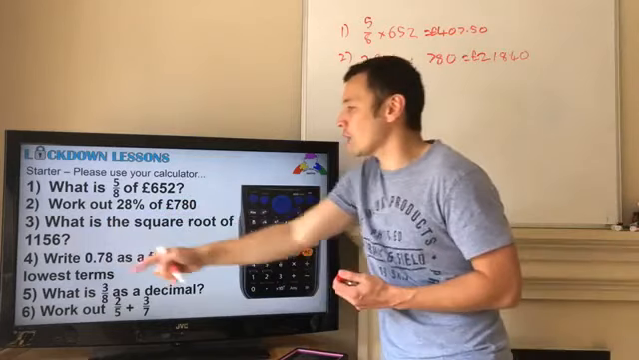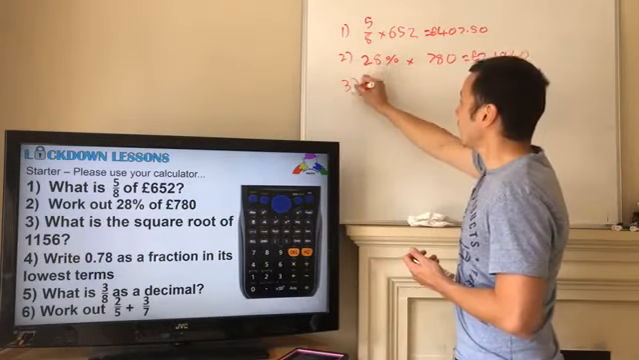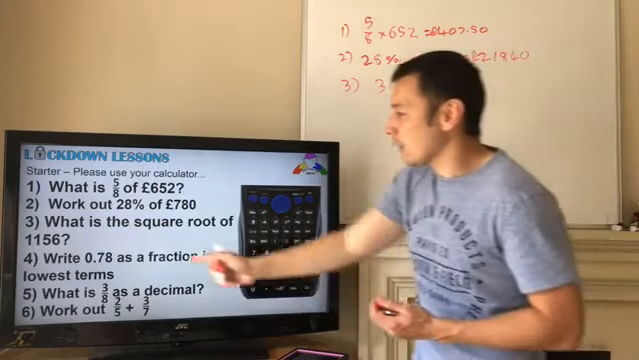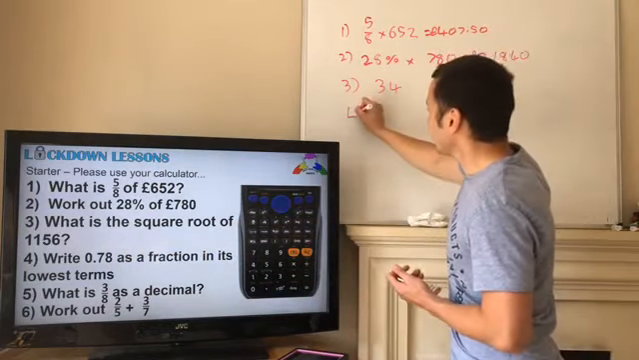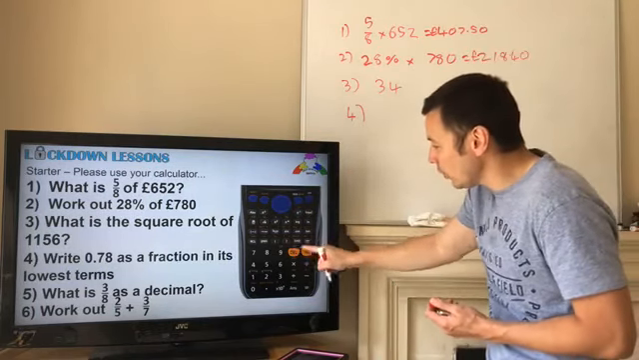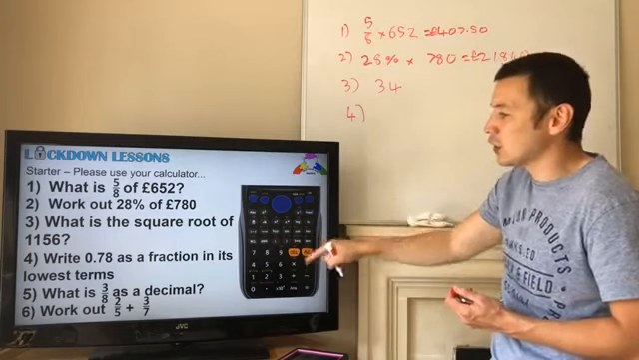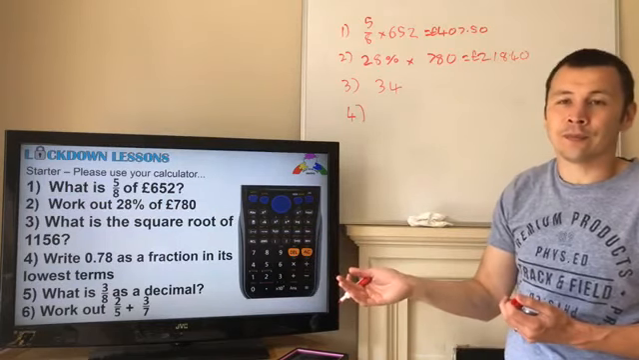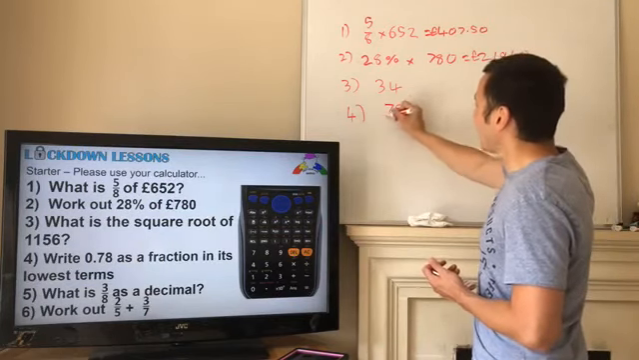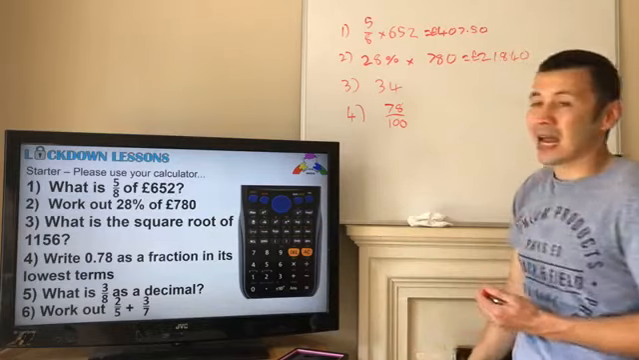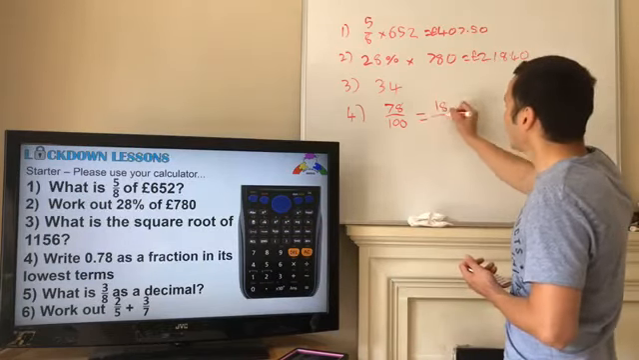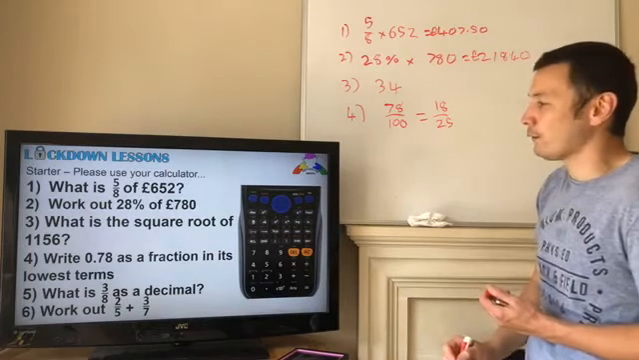The square root of 1,156 is 34 when you just put that square root in. Now 0.78 is a fraction. If you put 0.78 in and press equals, this little button there, this SD one, changes it to a fraction and a decimal for you. It'll probably give you a fraction automatically. So it won't give you 78 over 100. It'll cancel it down for you all the way to 18 over 25.